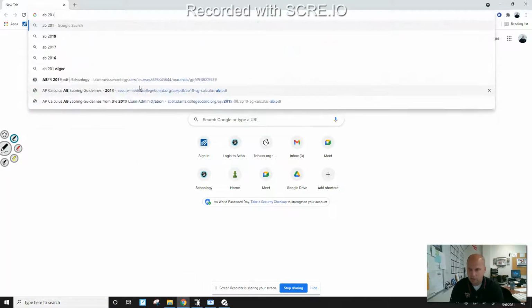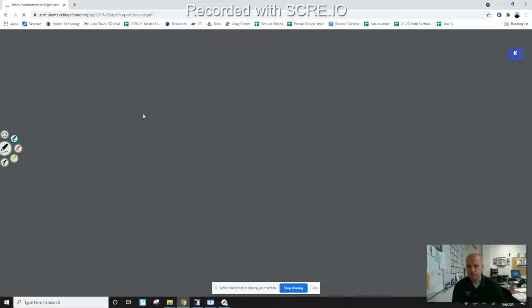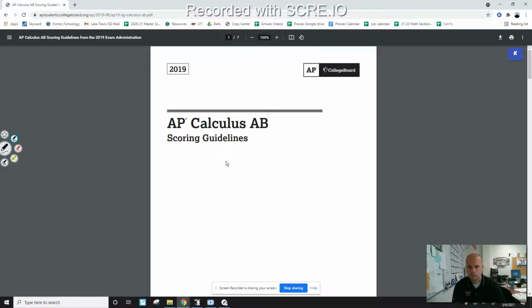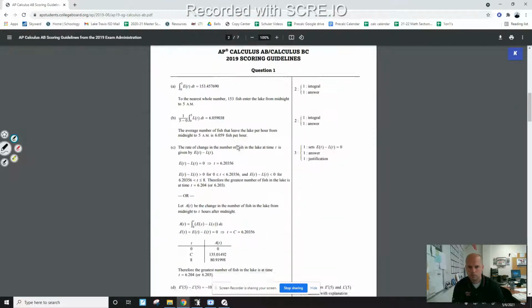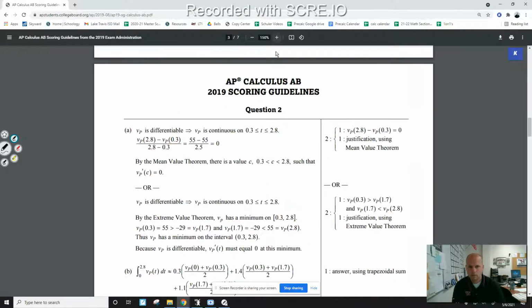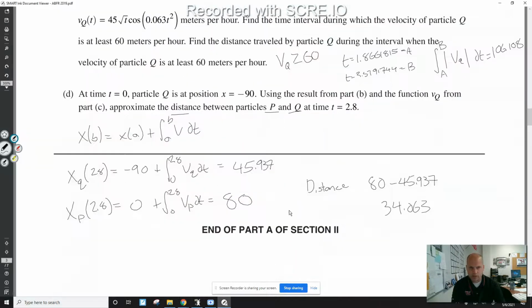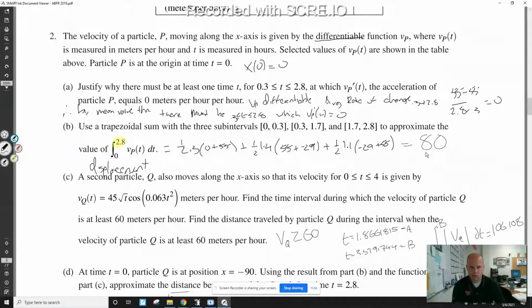Let's check out the scoring guidelines for this one. So AB 2019 scoring guidelines. Let's see how we did. All right, part A was 2 points. Understanding that the velocity or the secant slope was 0, the justification using the mean value theorem, making sure that you know that the function is differentiable. Boom, you're good. So that's 2 points. 2 for 2. Trapezoidal sum is 80.